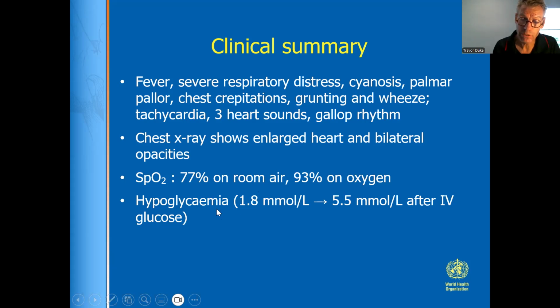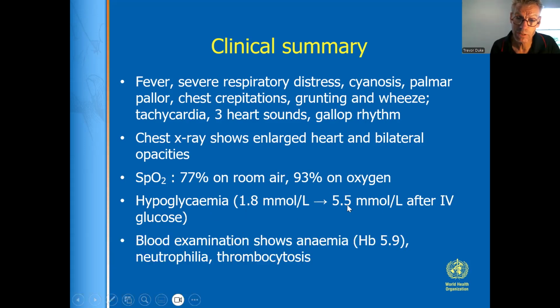He was hypoglycemic, and then when checked again after the examination, his blood sugar was 5.5, and he received some intravenous glucose with an IV. This is what happened with him. And his blood film showed severe anemia, neutrophilia, a high neutrophil count, and thrombocytosis, a high platelet count. Again, all those things are in keeping with a severe infection.